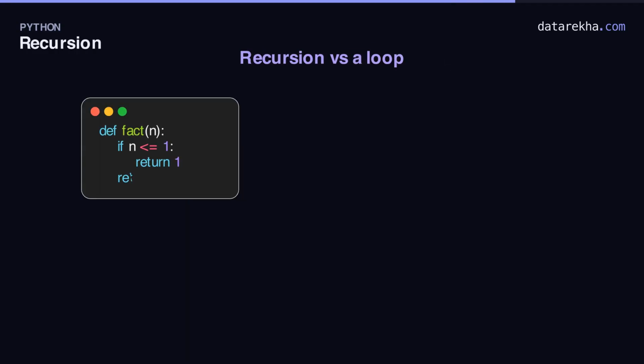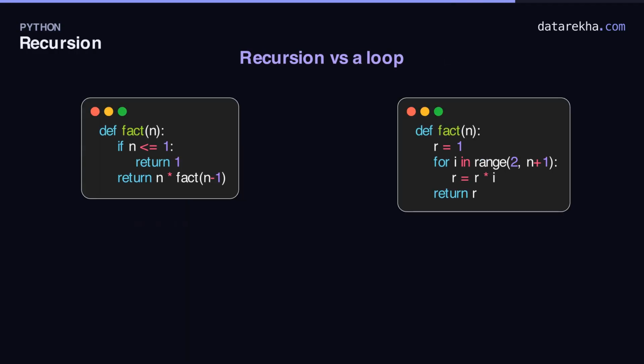One last thing. Anything you can do with recursion, you can also do with a plain loop. Here is factorial both ways. On the left, the recursive version, elegant, self-similar, reads like the definition. On the right, an iterative loop that just multiplies as it goes. Both return 24 for 4. So which should you reach for?